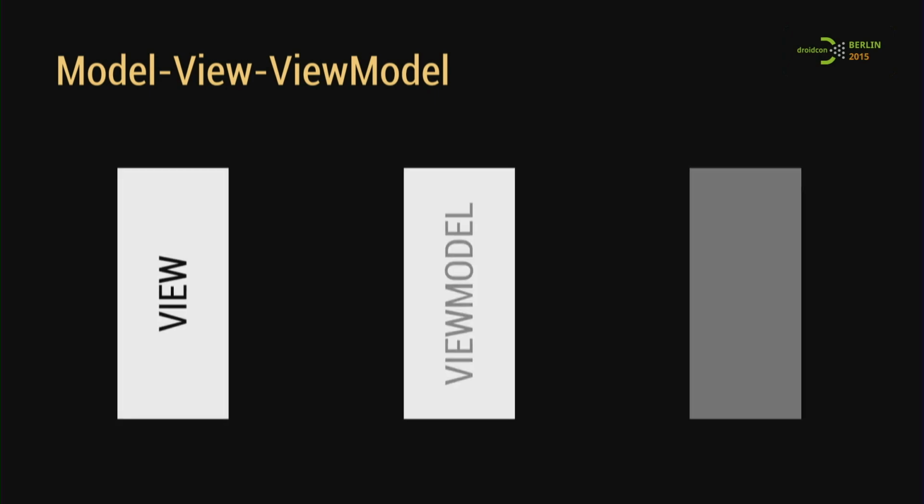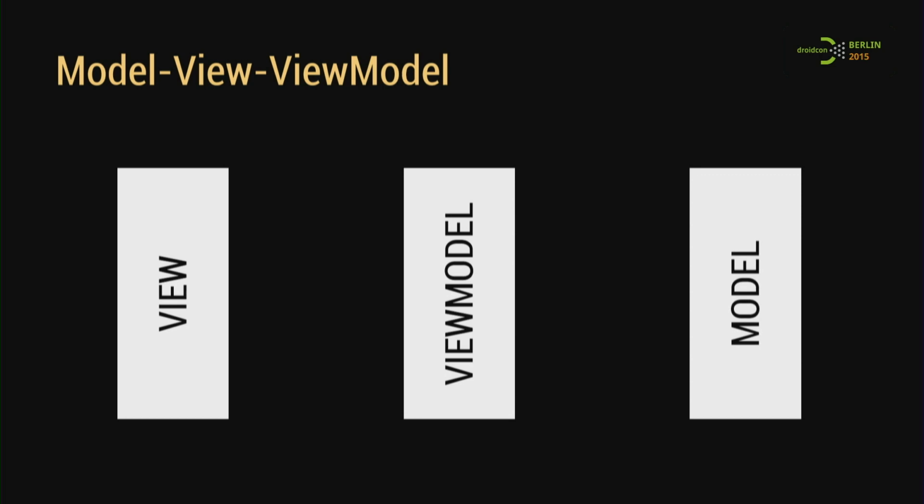So let's start to explain what this Model-View-ViewModel is. It's similar to MVP because we have three parts: view, view model, and model. Model is only the data, which is independent from the view. So we can use many views to display the same data.